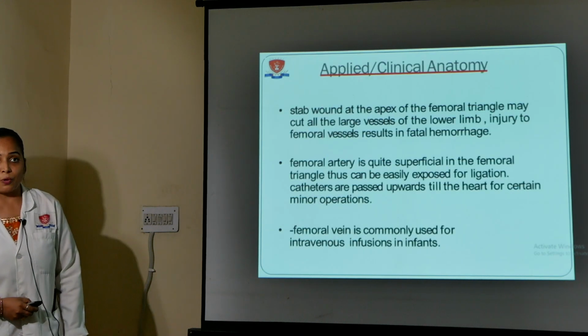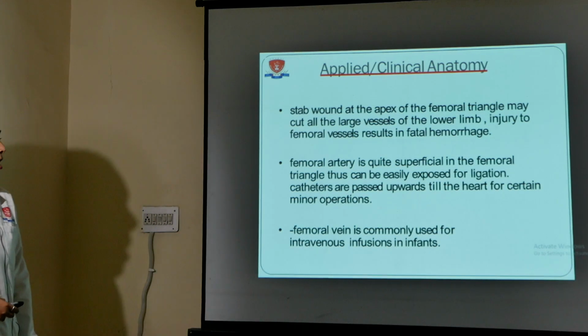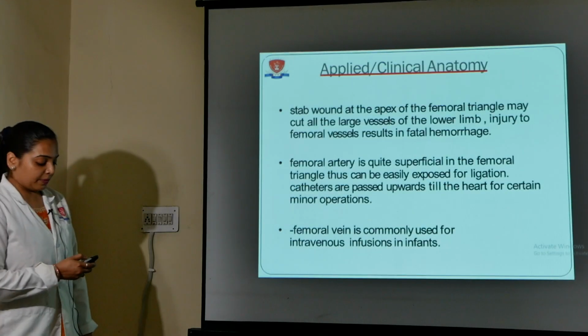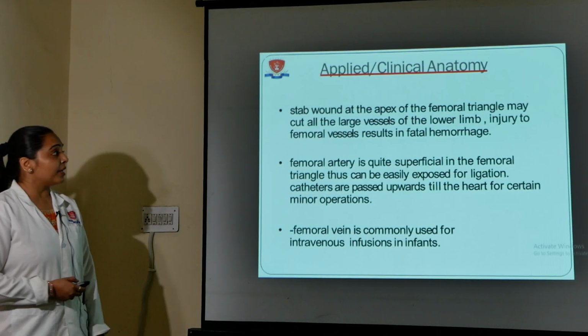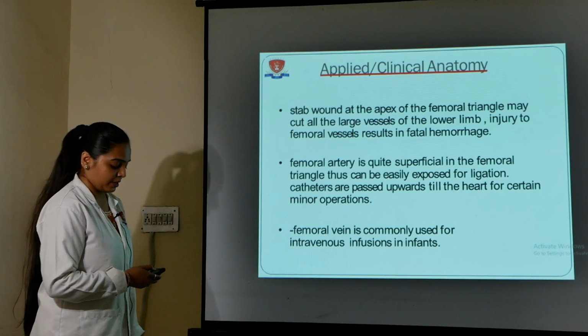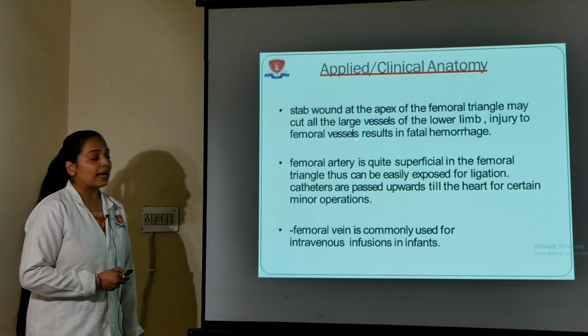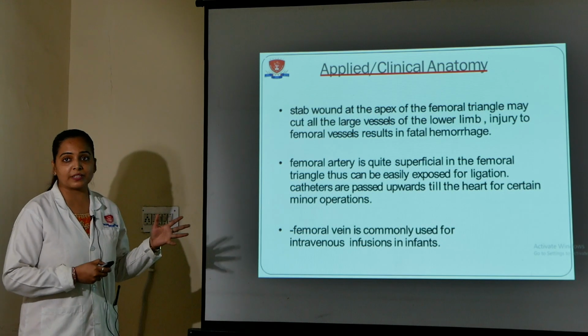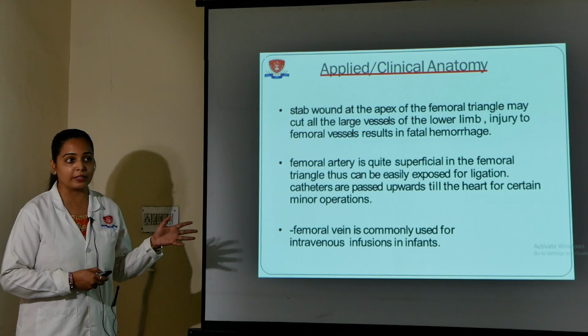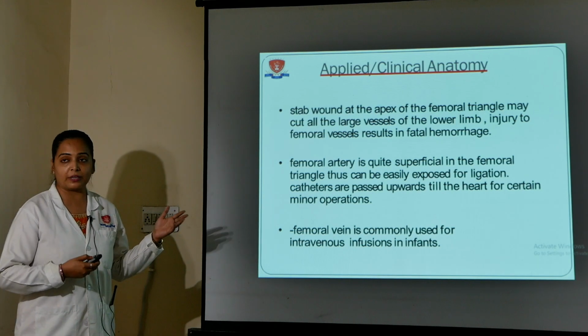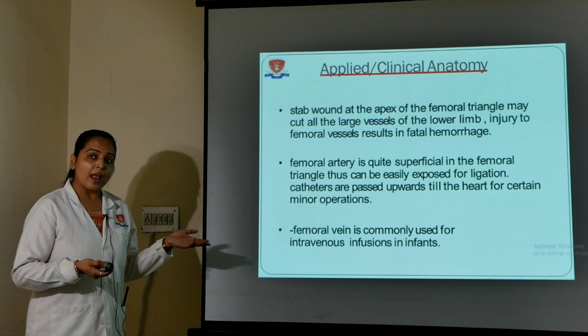Now the applied section of the femoral artery. Stab wounds to the femoral vessels, actually a stab wound at the apex of the femoral triangle, may cut all the large vessels. As we know, the large vessels of the lower limb are present in the femoral triangle, so any stab wound will result in a fatal hemorrhage.